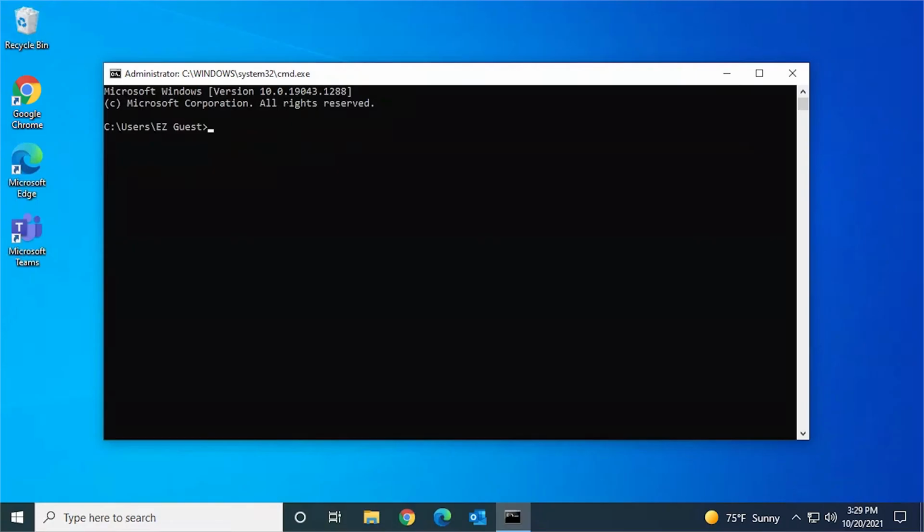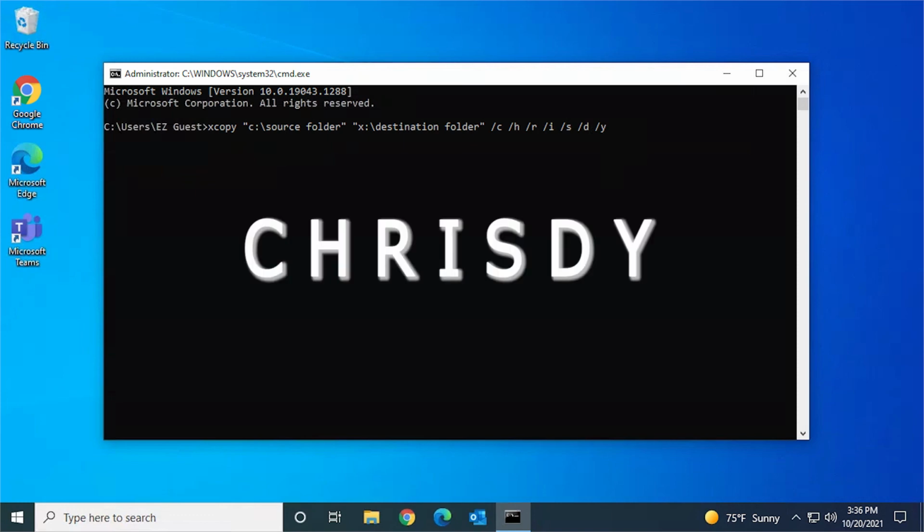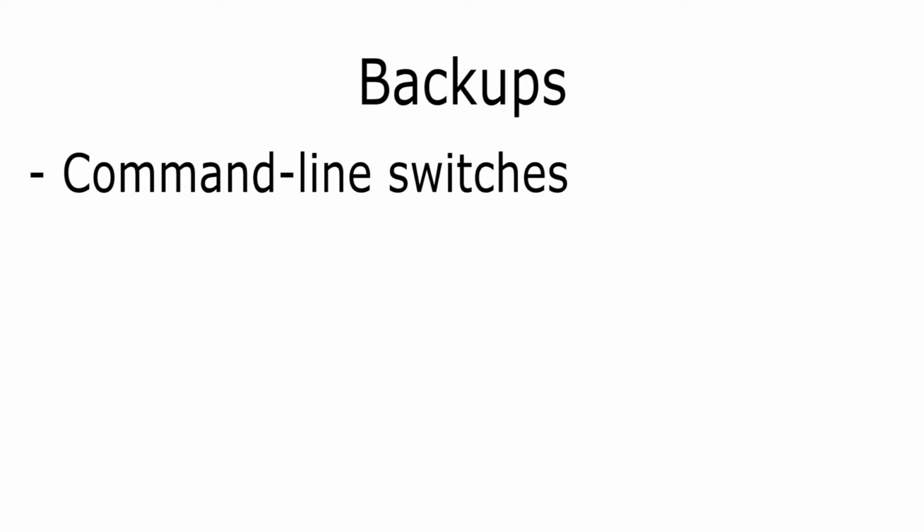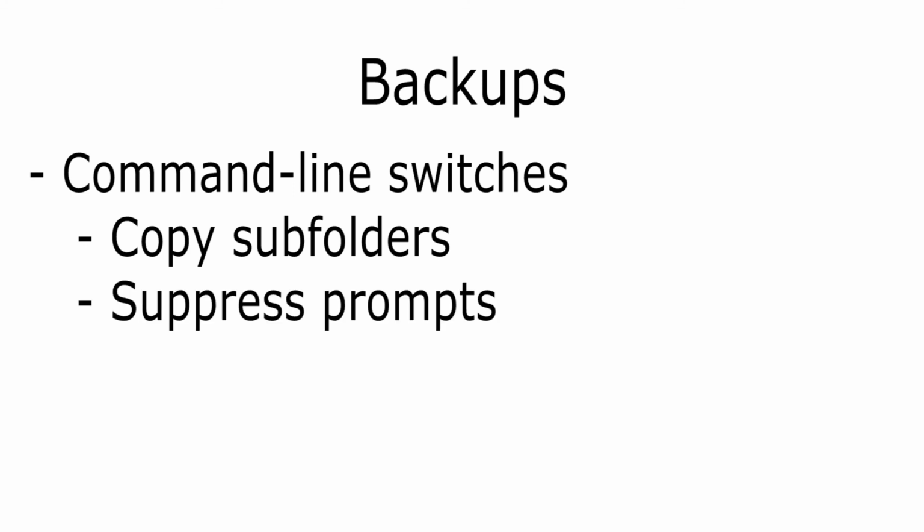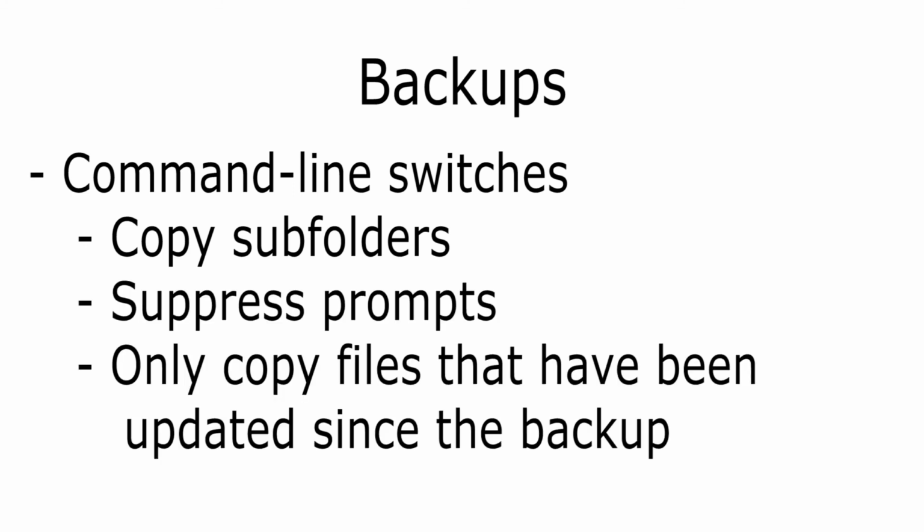From command prompt, type xcopy followed by a space. Then type in the full path to the source, followed by another space, and then the full path to the destination. If your source or destination path contain a space, you will need to put quotes around the whole path. The best parameters to use are easy to remember. CHRISDY, as it's a unique way to spell Christie. These are known as command line switches and do things like copy subfolders, suppress prompts, and only copy files that have been updated since the last backup, which will shorten the length of the backup process.